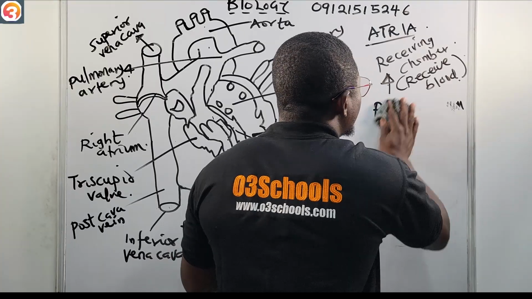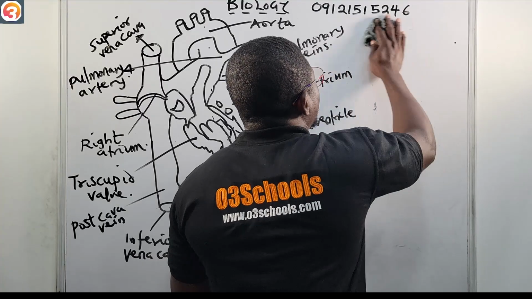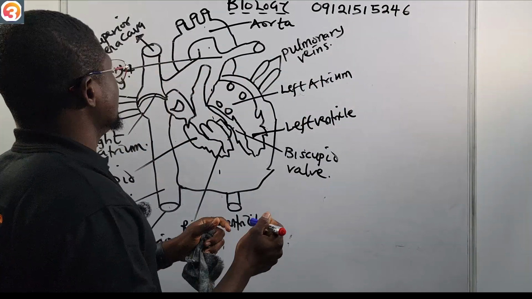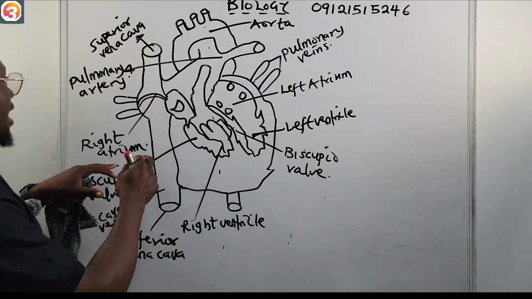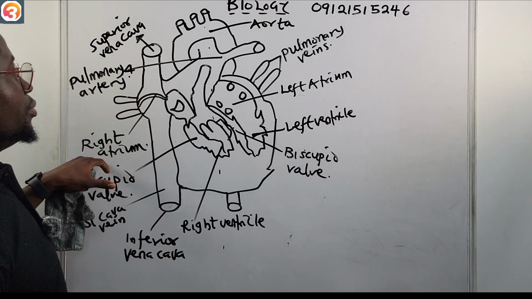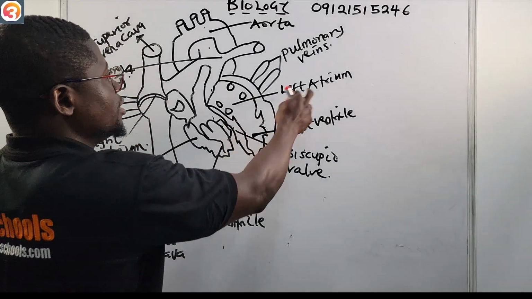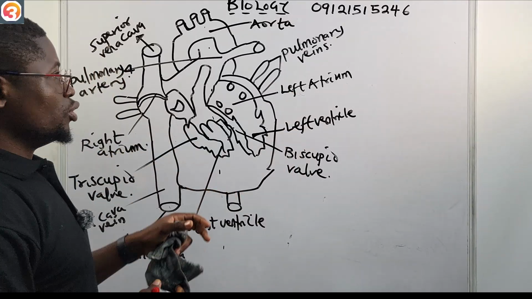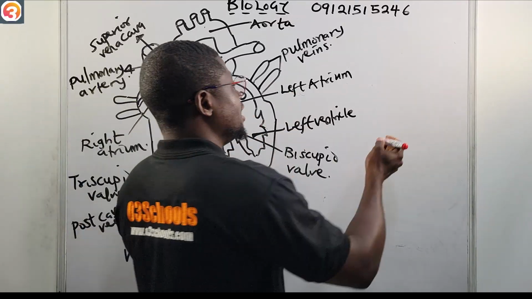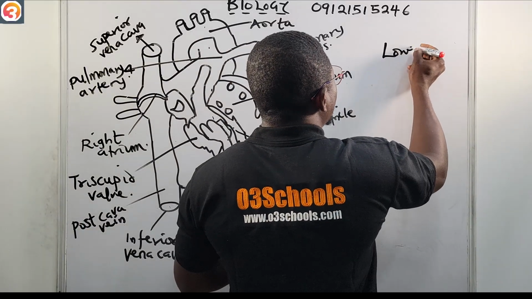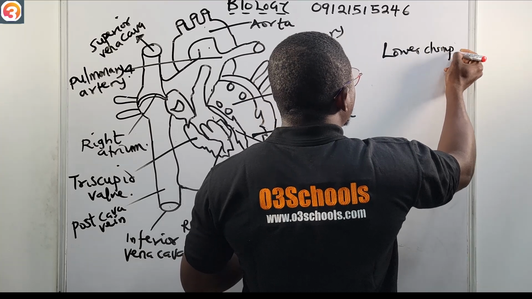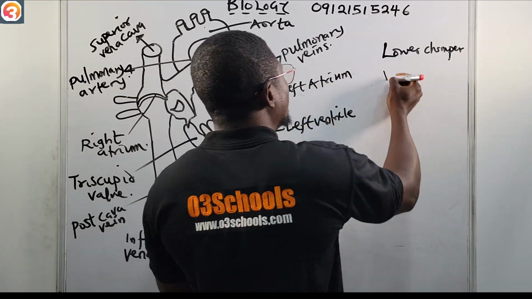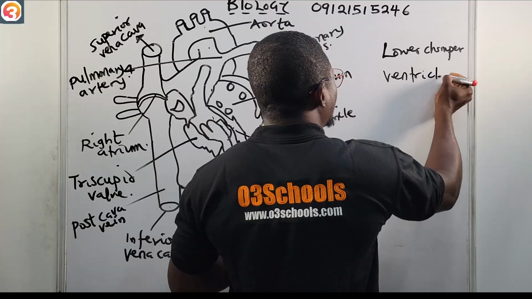So the two lower chambers. Let us see the atrium here. We have the right atrium here, and the left atrium here. So left and right atrium. Those are the upper chambers. Then the lower chambers, the two lower chambers, are called the ventricles.